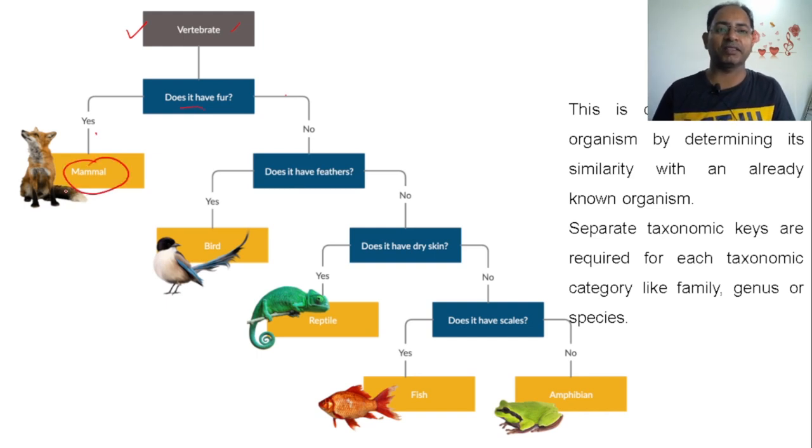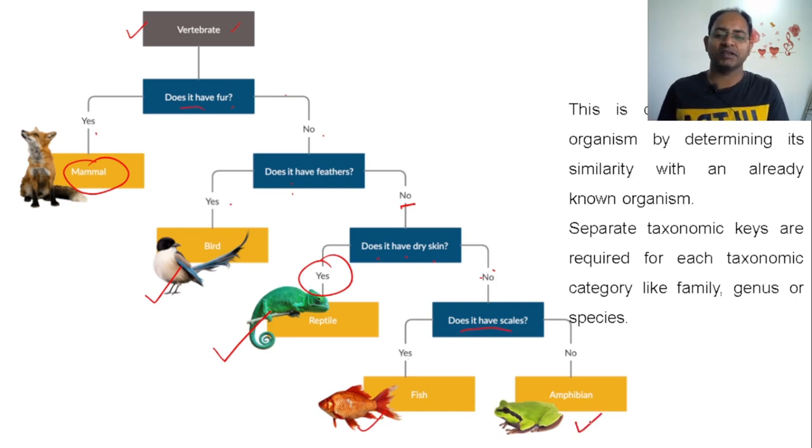So you will be identifying the category. Again, contrasting character you ask. If it doesn't have fur, next question, does it have feathers? Yes or no? If yes, it will fit in the bird. Again a question. If it doesn't have feathers, does it have dry skin? Answer is yes or no. One you have to accept. So if it is yes, it comes under the reptile. Next the key. No. If it doesn't have dry skin, does it have scales? If the answer is yes, then it is fish. If no, then the answer is amphibian.